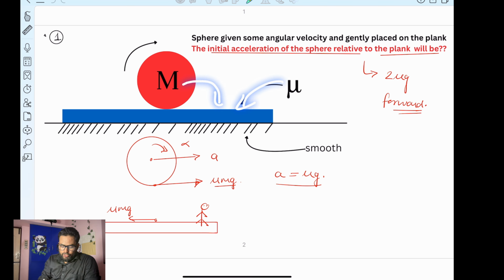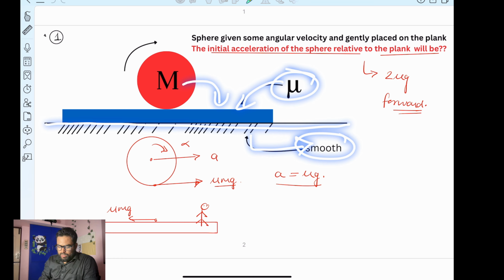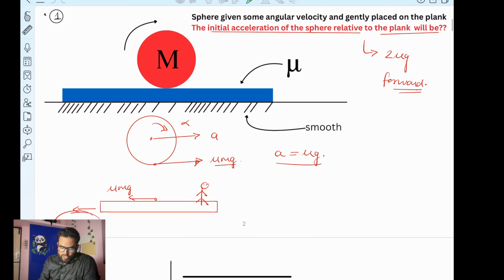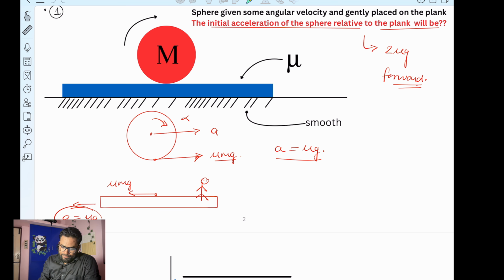There is a friction coefficient mu between the sphere and the plank, and the ground is smooth. The question is asking for the initial acceleration of the sphere relative to the plank. Acceleration of the sphere we need to find with respect to what? The plank. So let's draw the free body diagram of the sphere.